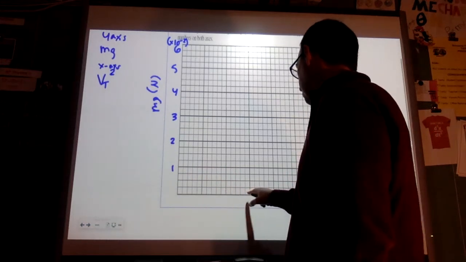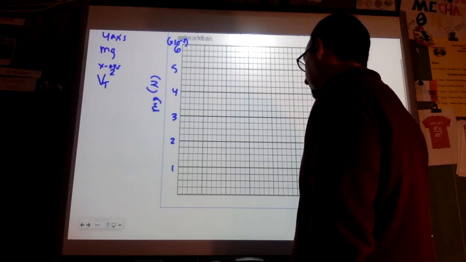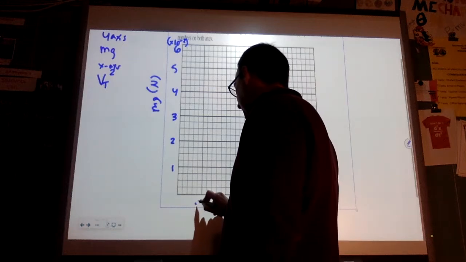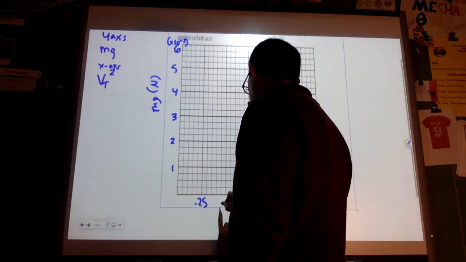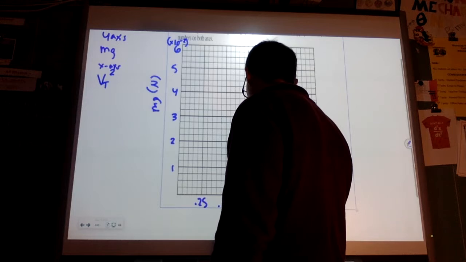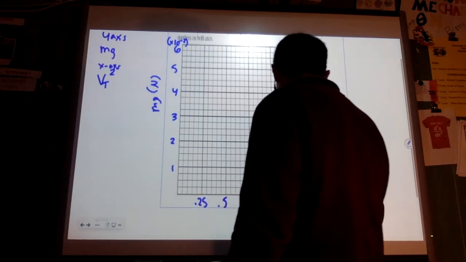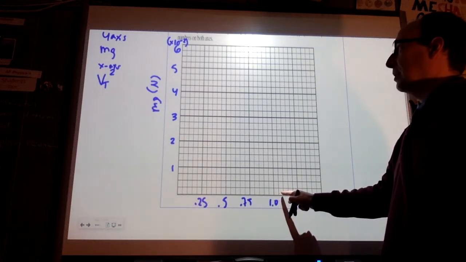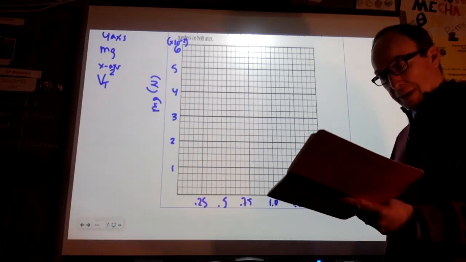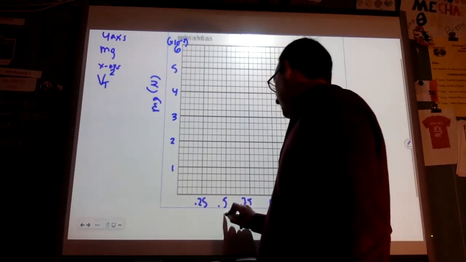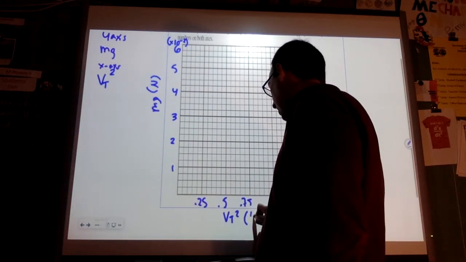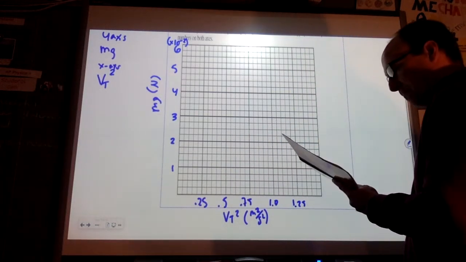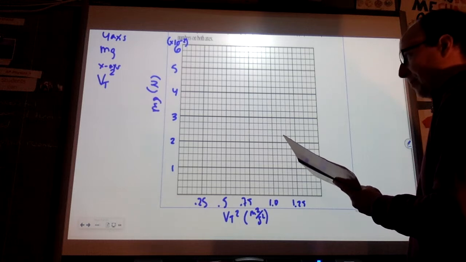So I have 1, 2, 3, 4, 5, 6. So why don't I make this 0.25, 0.5, 0.75, 1, and 1.25, and then my last point's going to end up being here. So I'm using most of my graph, and that's what they want you to do. And I'm going to say that this is bt squared in meters squared second squared. All right, so I'm going to plot my points.